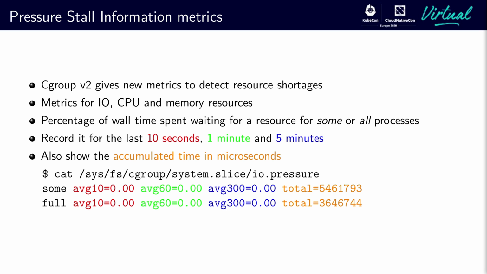Pressure stall information is a new cgroup v2 feature. For each cgroup, it says how much time was wasted waiting for resources to be available. It gives a good indication when the system is not doing enough useful work, and if a pod must be terminated. This new feature enables oomd, the OOM killer in user space, that is developed by Facebook and being added to systemd, so that the OOM killer management is moved to user space from the kernel.